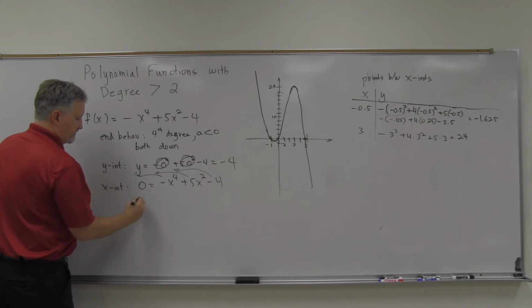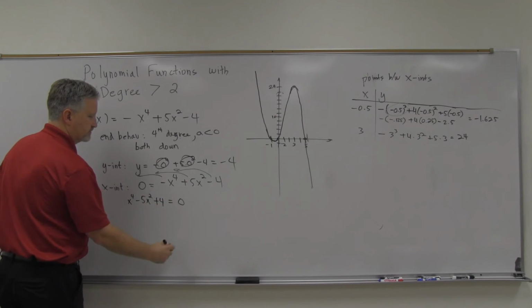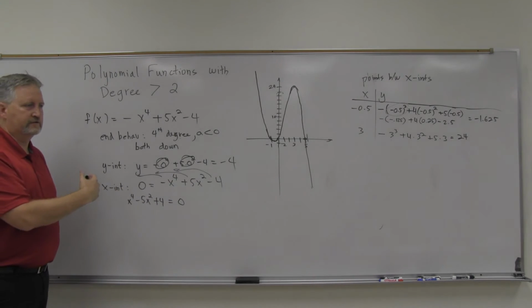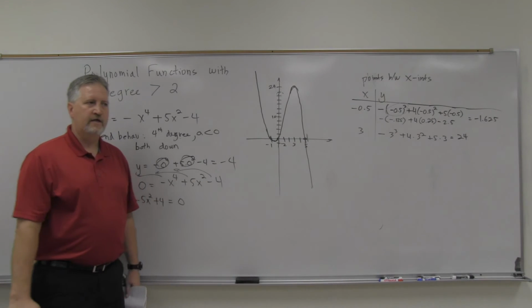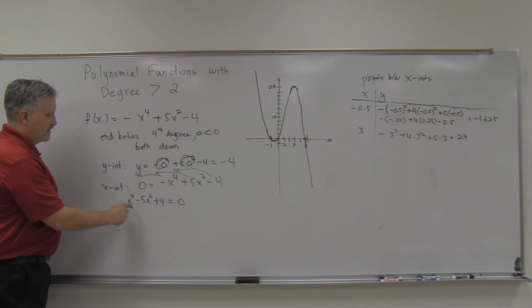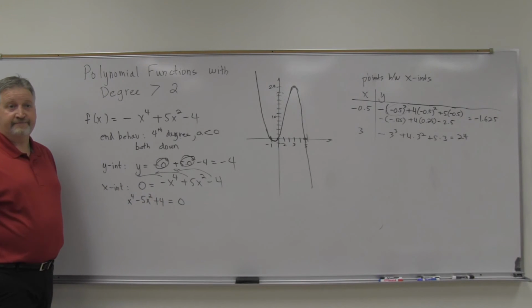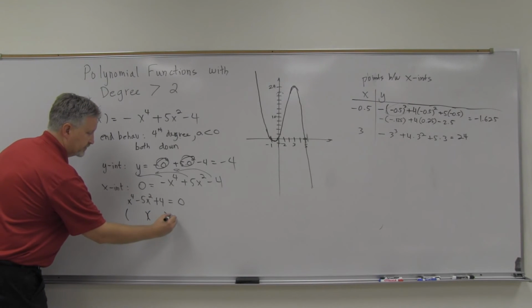So it'd be a positive x to the 4th minus 5x squared plus 4 equals 0. Shift all those terms over: add the x to the 4th, subtract the 5x squared, and add the 4. It makes it a little easier here to factor, hopefully. Well, there's no common term, so we just go to our factoring here.